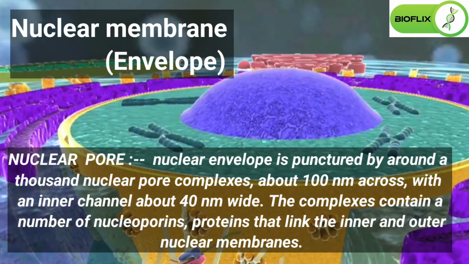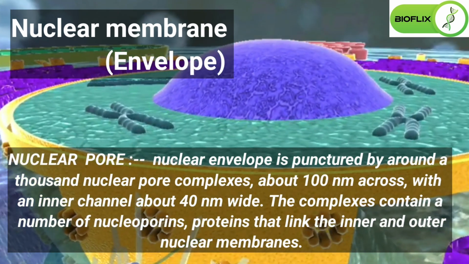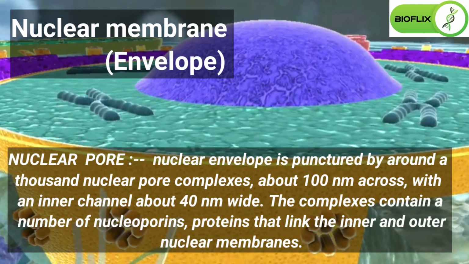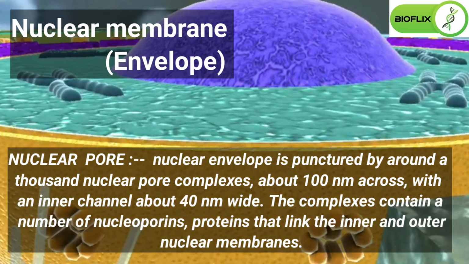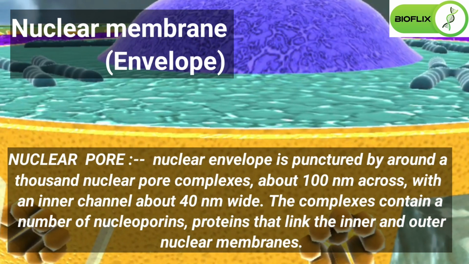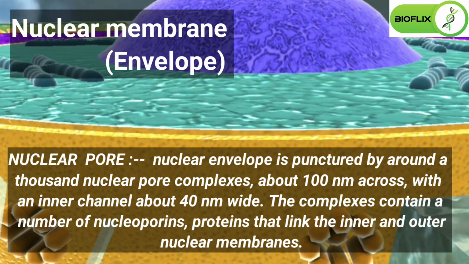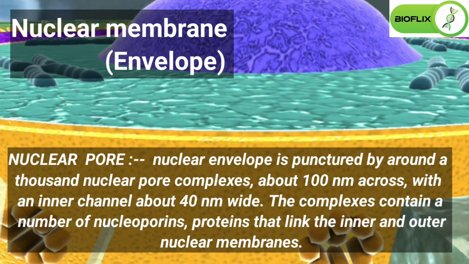The nuclear envelope is punctured by around 1,000 nuclear pore complexes, about 100 nanometers across, with an inner channel about 40 nanometers wide. The complexes contain a number of nucleoporins, proteins that link the inner and outer nuclear membranes.